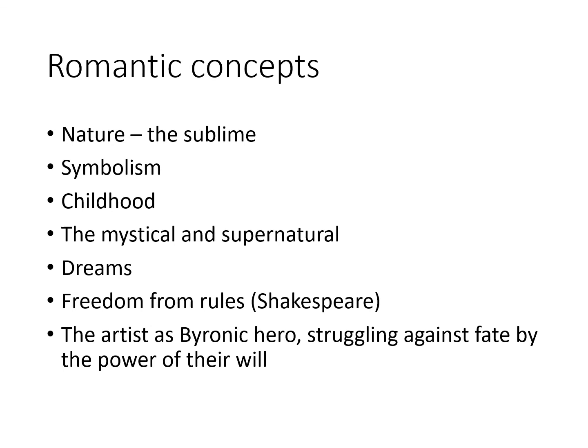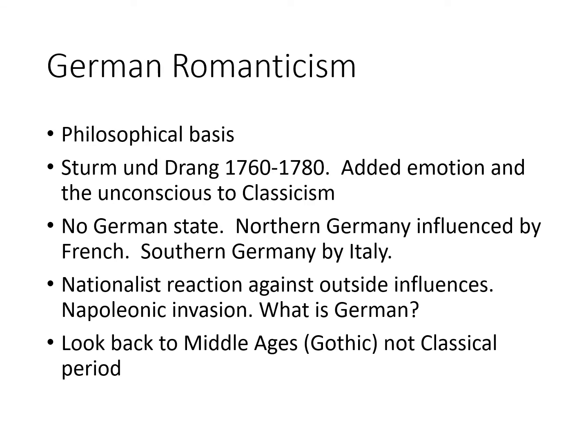Romanticism, though, wasn't necessarily consistent across Europe. There were different elements depending on which country you're in. And now German Romanticism, which is very important to Caspar David Friedrich, really starts life as a philosophical movement, a change in the way in which the world is seen. And that finds its way into the Sturm und Drang movements, 1760 to 1780, the writings of Goethe, which are certainly classical in form, but they add emotion and the unconscious, which has not been reflected before.